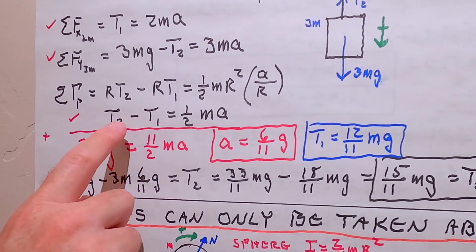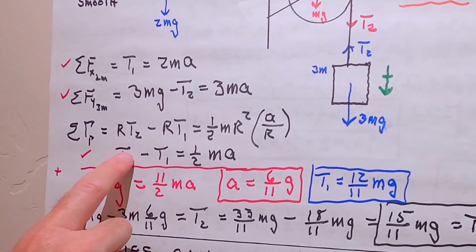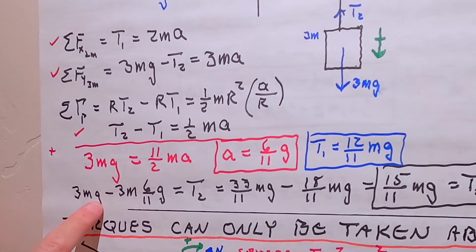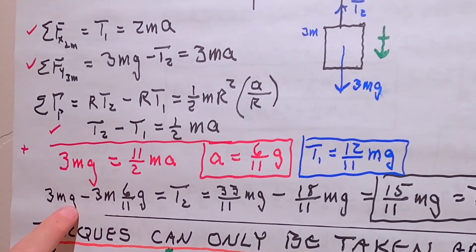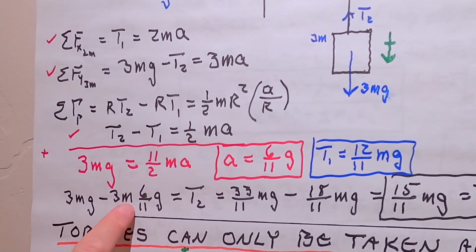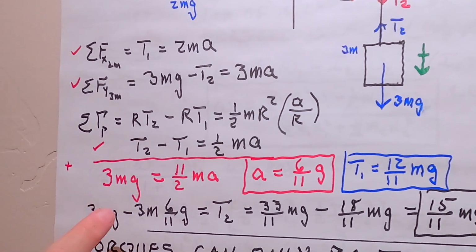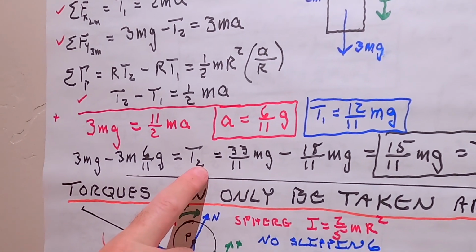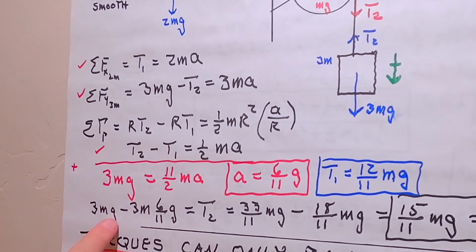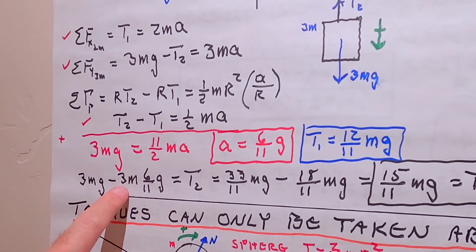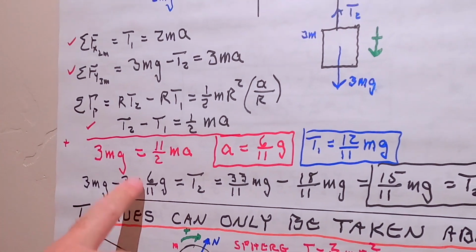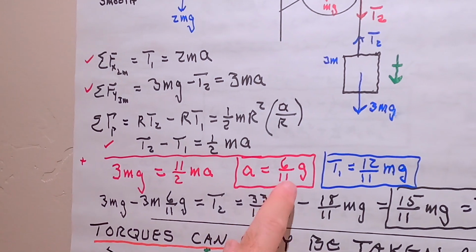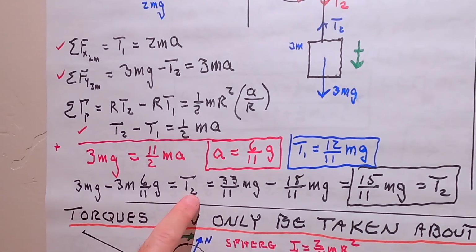Now if we wanted to get T2, we could plug it into this one or into that one right there. Sorry, I plugged it up into here. We got 3mg minus 3m times a, because I brought this over to this side. So if we bring the a over to this side, a is 6/11 g, and that equals T2.